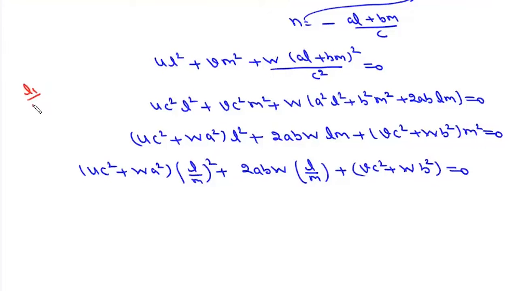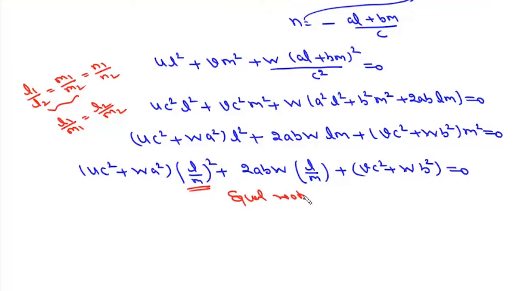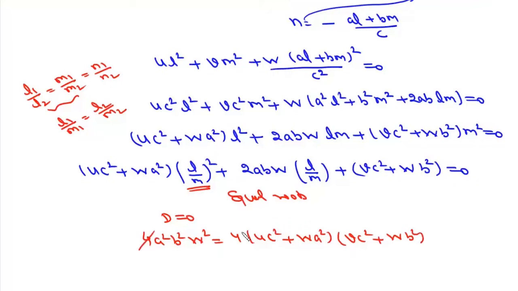Now it is given that these two lines are parallel, and if they are parallel, then L1 upon L2 will be equal to M1 upon M2, and equal to N1 upon N2. Now we rearrange these, we can write L1 upon M1 will be equal to L2 upon M2. So this quadratic equation in L by M will have equal roots. Now it will have equal roots when the value of discriminant is 0. So we can write 4A square B square W square equal to 4 (UC square plus WA square) (VC square plus WB square). Now this 4 and 4 will cancel.